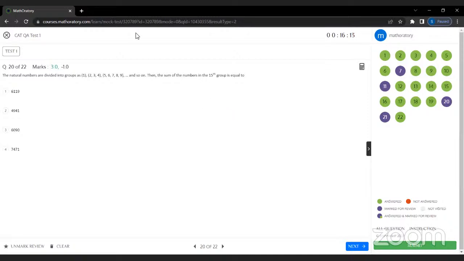इसका मैं ये सोच रहा था, 15 ग्रुप का जो लास्ट टर्म है, that will be 15 squared, 225, और 14 ग्रुप का लास्ट टर्म है 14 squared, 196. सो 197 से लेके 225 का समेशन करना है ना. ओके.